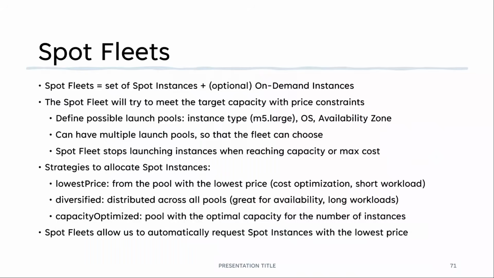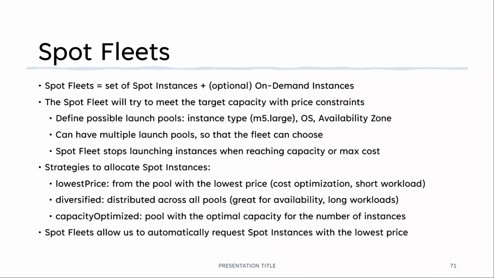Now let's talk about spot fleets. A spot fleet is a set of spot instances plus on-demand instances. A spot fleet will try to meet the target capacity within price constraints. For example, you are running an application that has a couple of batch jobs and some critical jobs. You can use a mixture of spot instances and on-demand instances by using a spot fleet. The advantage is that instead of using on-demand instances for all your workloads, you mix in some spot instances, so that your prices will be really low.